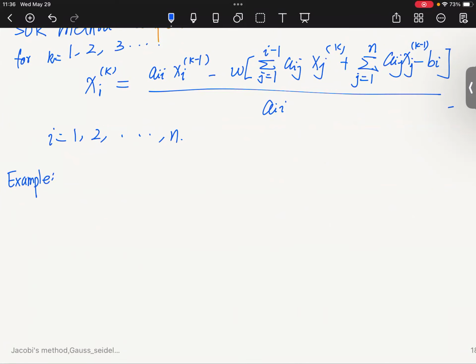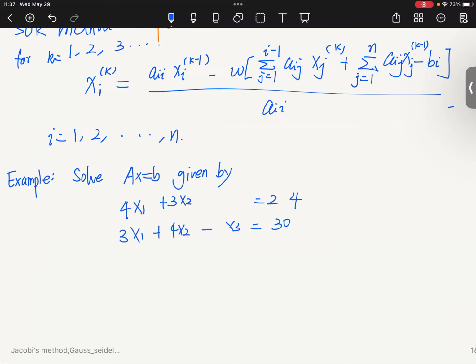We are solving Ax equals b, given by the following linear system: 4x1 plus 3x2 equals 24. 3x1 plus 4x2 minus x3 equals 30. Negative 2x2 plus 4x3 equals negative 24. And actually, you can solve this with Wolfram or Python, and it has an exact solution.